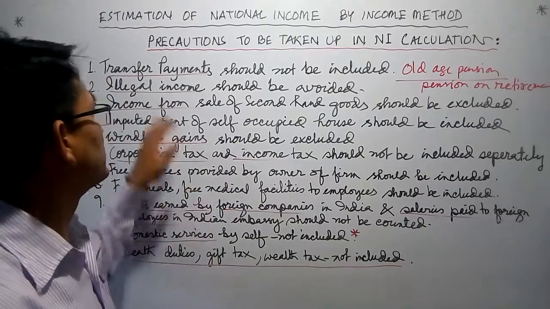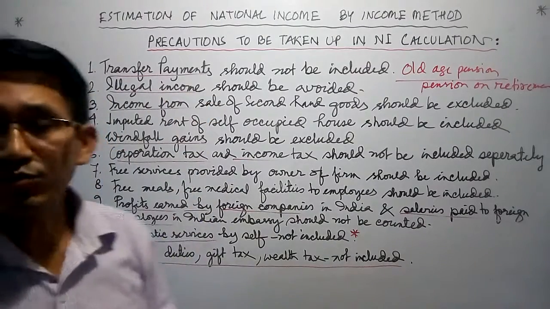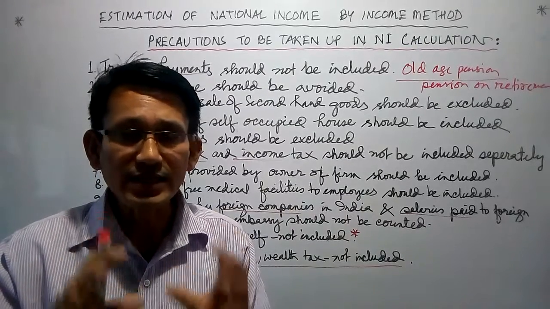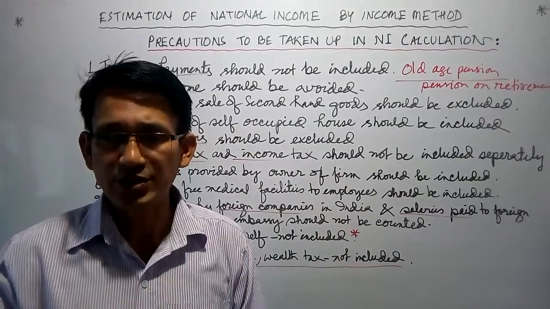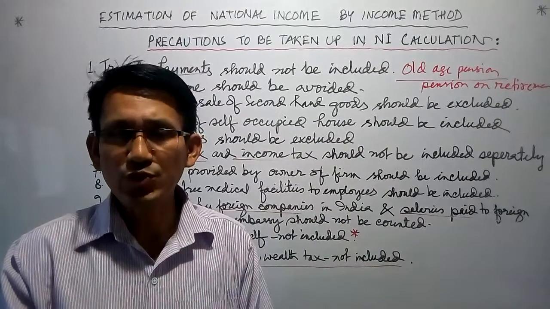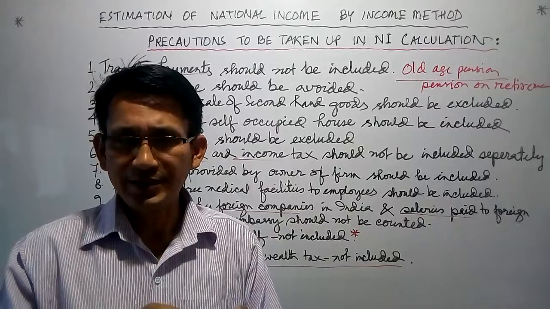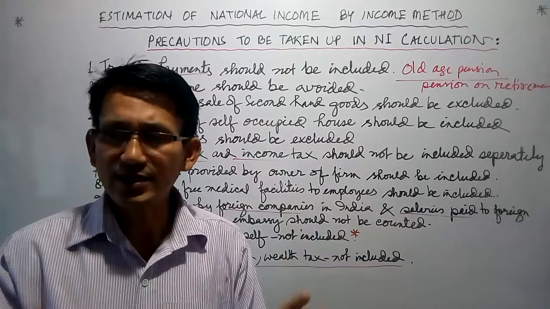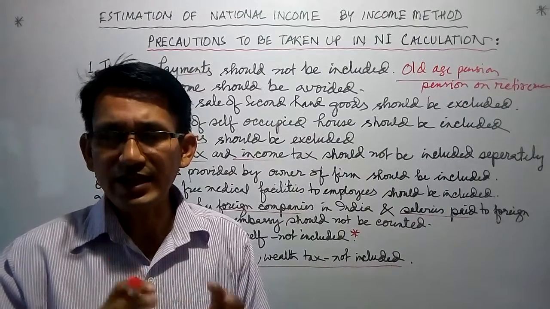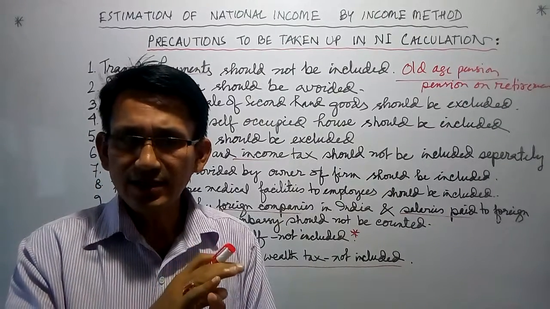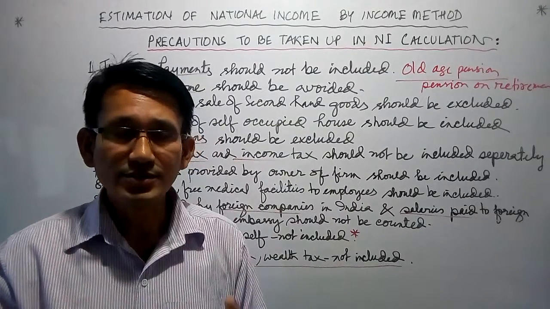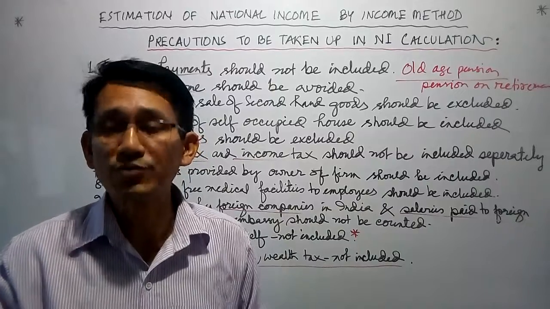Next we will go to the illegal income. Illegal income should be avoided. What are illegal incomes? Illegal incomes are the income earned through illegal activities like smuggling, black marketing, theft, dacoity, and gambling. These are not included in the calculation of national income because these are illegal activities and there is no proper report of how these are received or earned. There is no proper account for that.